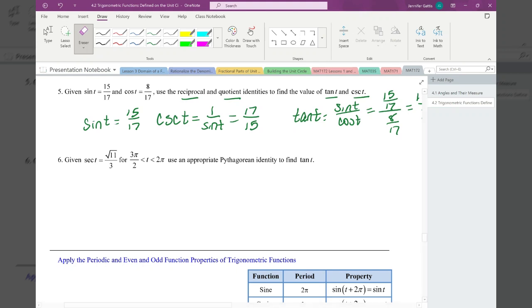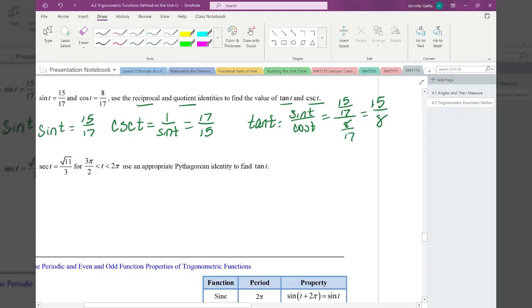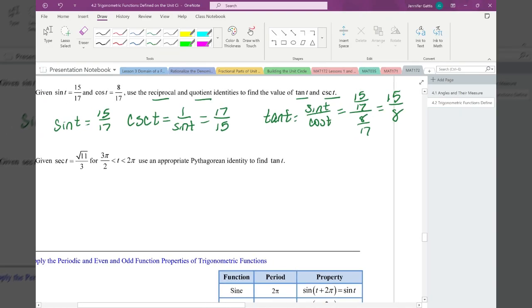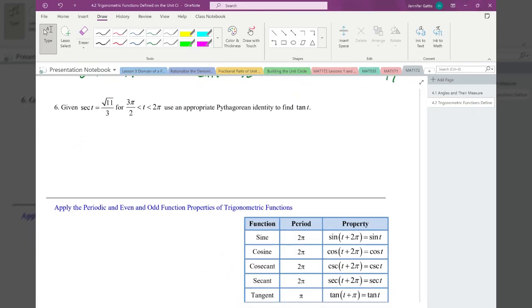All right, so when we left off, we had finished this example 5 and found tangent t and cosecant t. So let's work on example 6 here, and let's use an appropriate Pythagorean identity to find tangent of t. So go ahead and give number 6 a try.